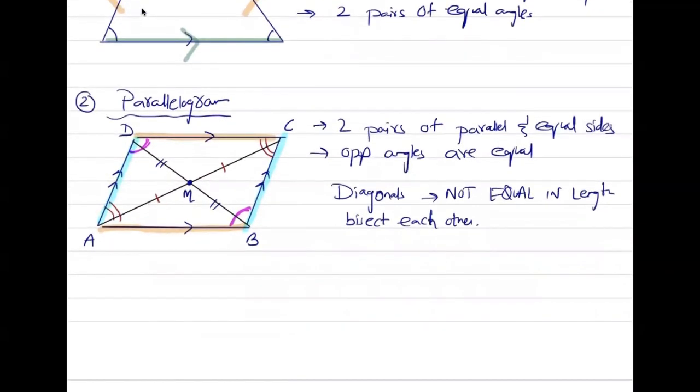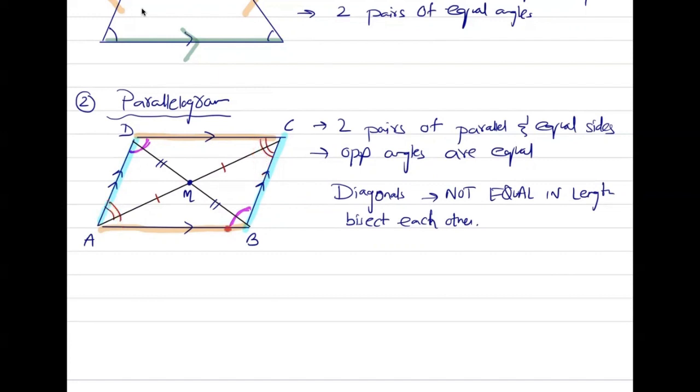Then we have a parallelogram. A parallelogram has opposite sides equal in length. So AB is equal to CD and parallel. AB is also parallel to DC. BC is parallel to AD and equal as well. So a parallelogram has two pairs of parallel and equal sides. The opposite angles are equal. So angle A is going to be equal to angle C.